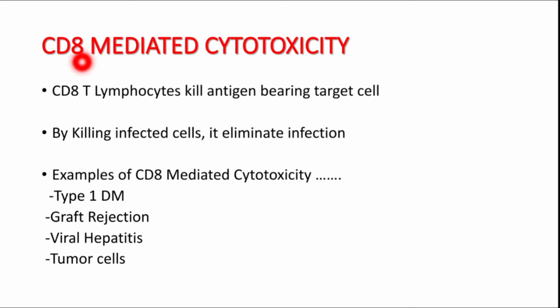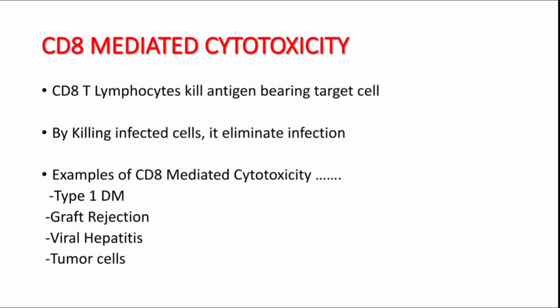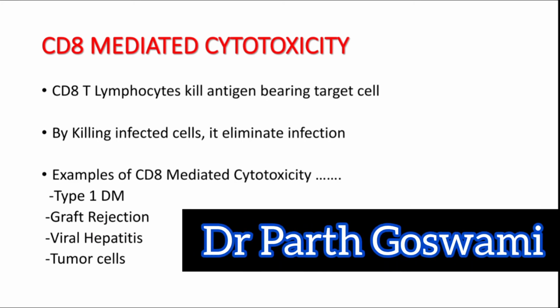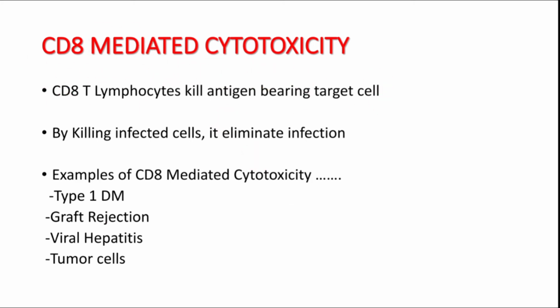Now we will see the CD8 T lymphocyte mediated cytotoxicity, right? The CD4 explanation is over. Now I will explain CD8 T lymphocyte mediated type 4 hypersensitivity. Here what happens, friends, whenever the antigen exposure is there, the antigen bearing target cell will be directly killed by the CD8 T lymphocyte, right? They will directly kill the infected cell, and in such a way they will eliminate the infection. The examples are type 1 diabetes, graft rejection, viral hepatitis, right? Tumor cells, right? In the neoplasm. So in all these varieties, the type 4 hypersensitivity will be mediated by CD8 T lymphocyte, and they will directly kill the infected cell.